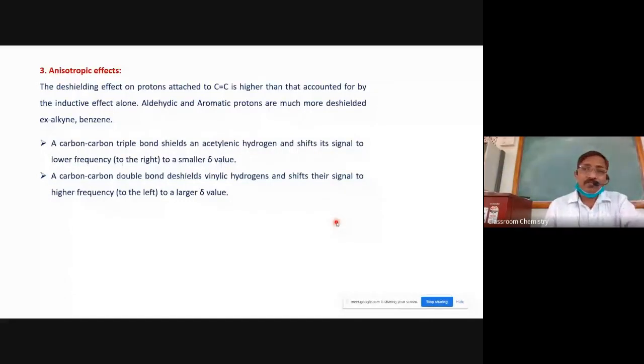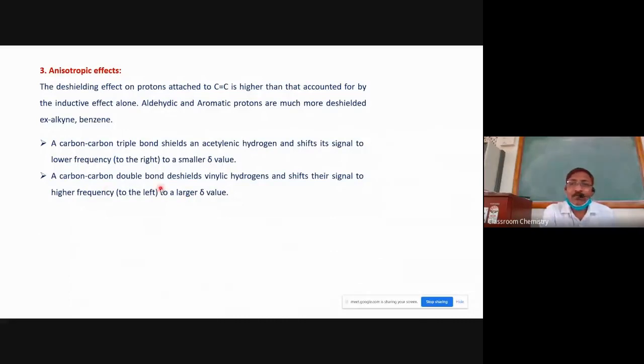That is called the anisotropic effect. So the deshielding effect of a proton attached to a carbon-carbon double bond is higher than that accounted for by the inductive effect alone. Here, aldehydic or aromatic protons are much more deshielded, for example alkenes, benzene. Alkynes, however, are more shielded. Why are they more shielded with respect to the aliphatic one? So the inductive effect does not play the only important role. Hybridization also plays a very important role. Here, the carbon-carbon triple bond shields the acetylenic proton, and the signal shifts to lower frequency, towards upfield, and that's why the delta value for the acetylenic proton is upfield rather than downfield.